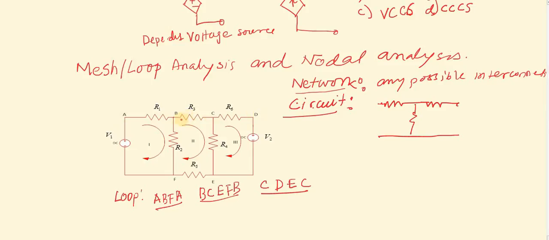What is that super loop or super mesh? A, B, C, D, E, F, A. That means A, B, C, D, E, F, A. This is a super loop or mesh. We will discuss it later when we discuss different problems. So these are the basic terms we need to know before discussing loop and nodal analysis. So this is basically the circuit and its branch, node and loop details.